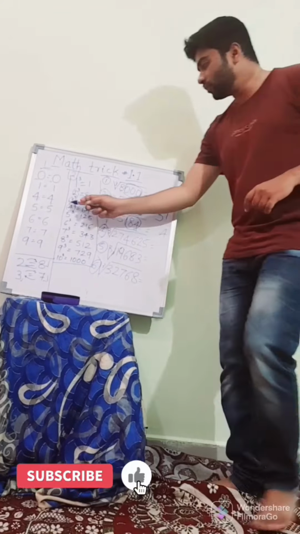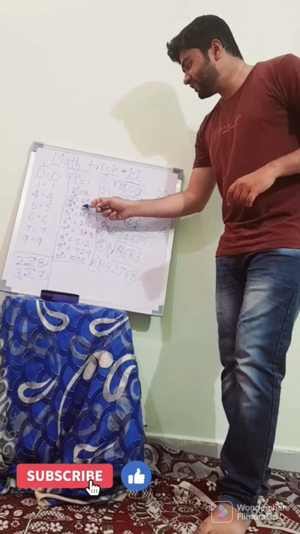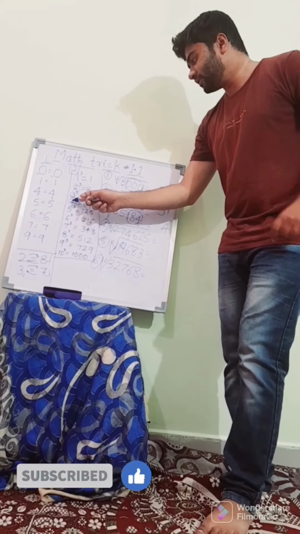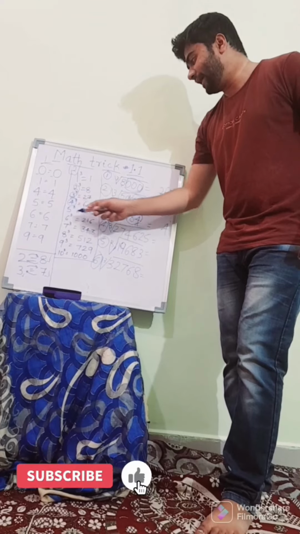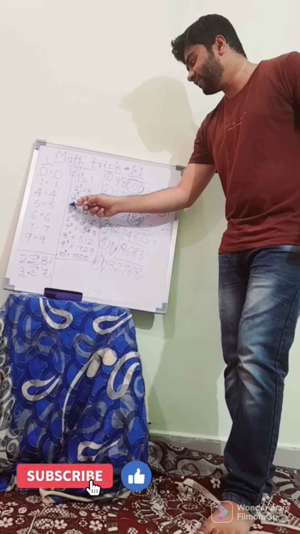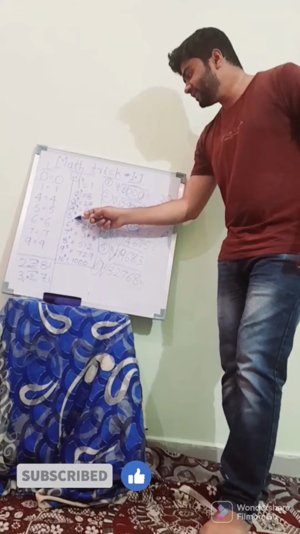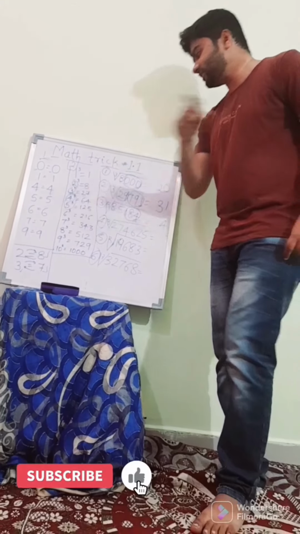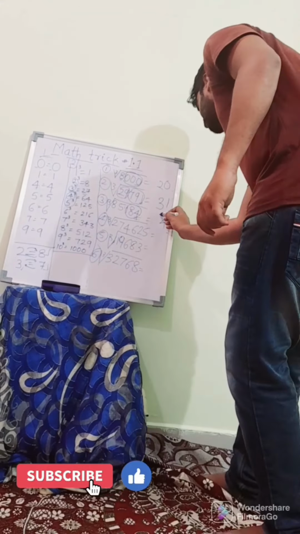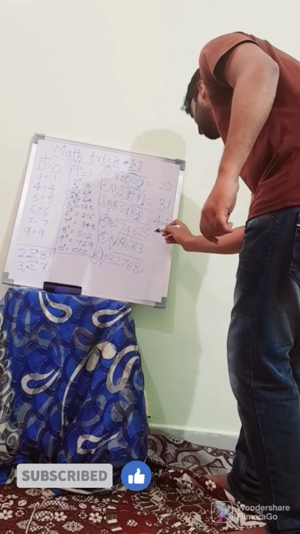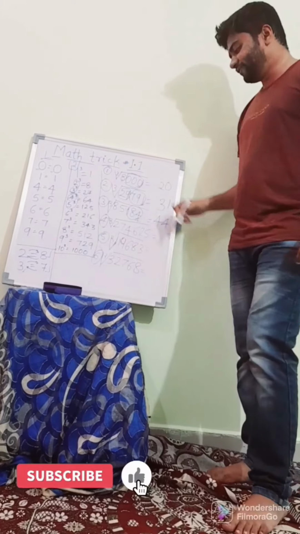As I told, 64 is the perfect cube of 4 and 125 is the perfect cube of 5. So between these two numbers you have to choose the least number, 4. So the answer for this will be 44.